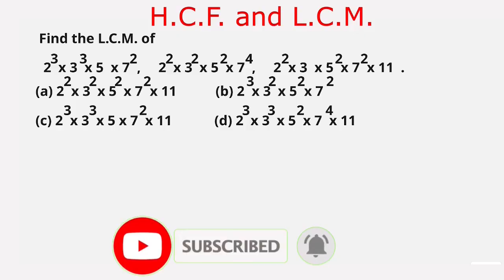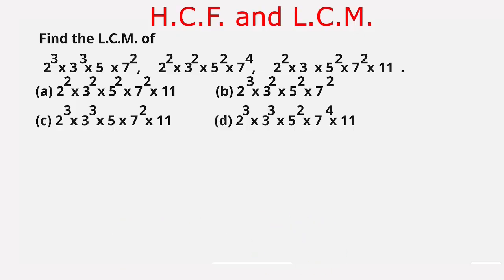All the given numbers are in the form of their prime factors with their powers, and for LCM we have to take all the prime factors with the highest power in the constituent numbers. So the LCM is very easy to find in this case. The prime factors are 2, 3, 5, 7 and 11. These all are prime factors in the given numbers.